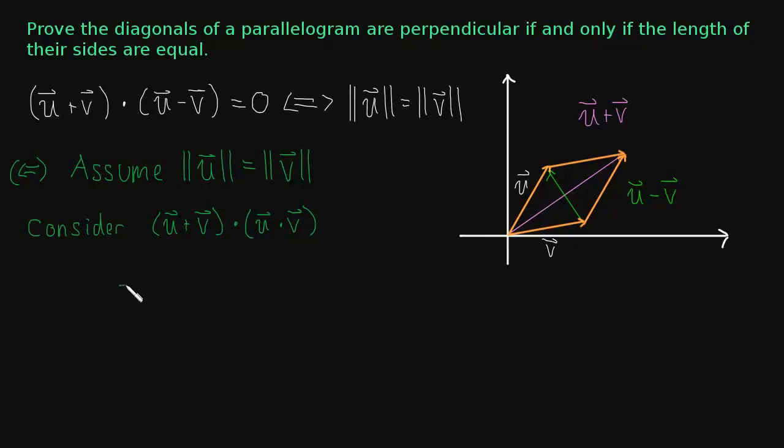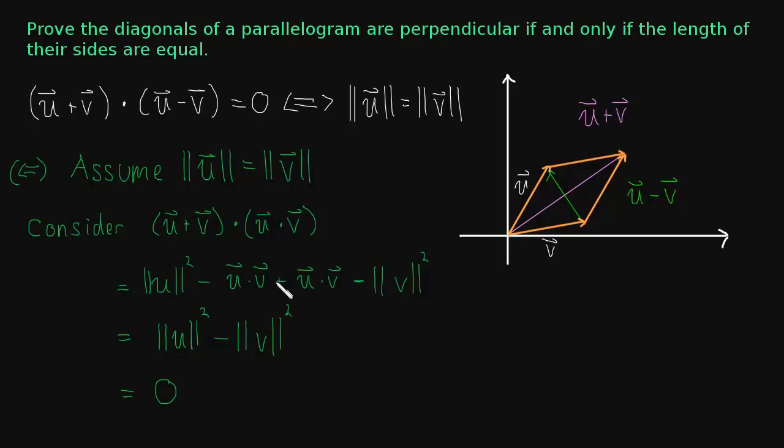Well, that dot product is equal to, well, we already did this. It was the length of u squared minus u dot v plus u dot v. I just commuted there. It would be v dot u, but I just commuted the two vectors. And then minus the length of v squared. And this is equal to the length of u squared minus the length of v squared. Since the length of u is equal to the length of v, we can substitute one in for the other, and we know, of course, that this is equal to 0. So we took the dot product, and we found out that, yes, the dot product is equal to 0.